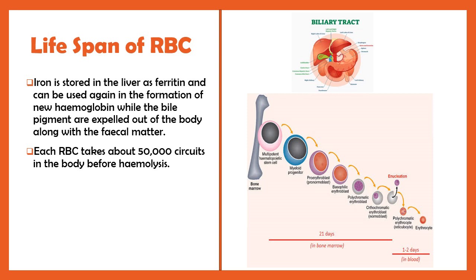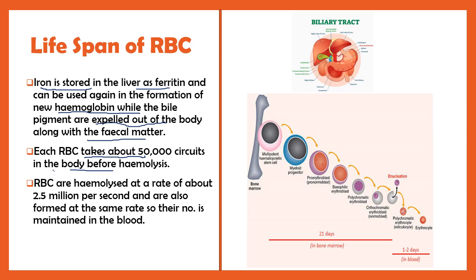When these RBCs are degraded or hemolyzed, the iron is stored in the liver as ferritin, and it is again used in the formation of new hemoglobin, while the bile pigments bilirubin and biliverdin are expelled out of the body along with the fecal matter. Each RBC takes about 50,000 cycles in the body before hemolysis. So it transfers a lot of oxygen, right? RBCs are hemolyzed at a rate of about 2.5 million per second. So 2.5 million RBCs are destroyed per second and also formed at the same rate, so their number is maintained in the blood.